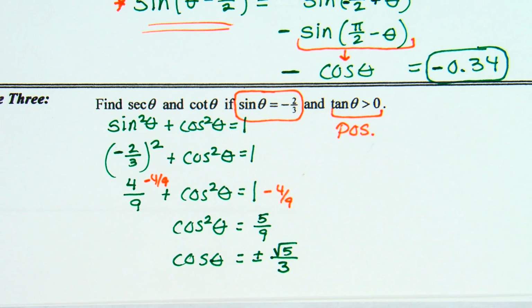Why do you say it has to be positive? Because looking at the signs, you can't have a negative on either of them, or else tangent will also have to be negative, and in this case, tangent is positive.